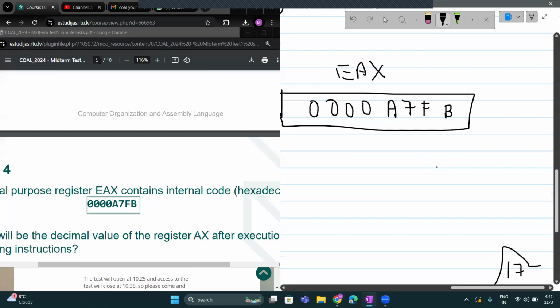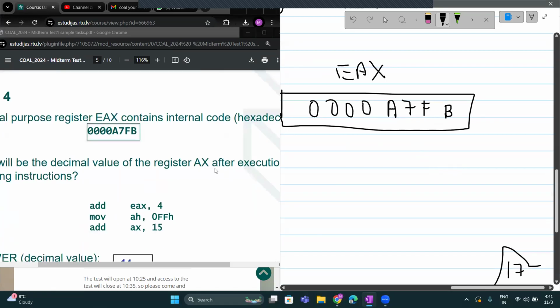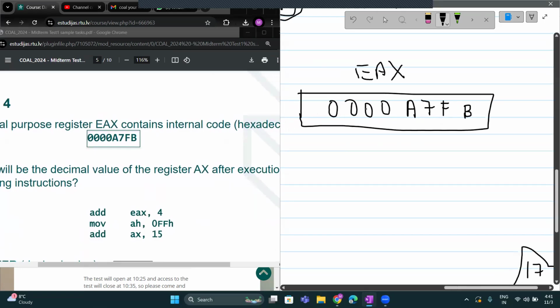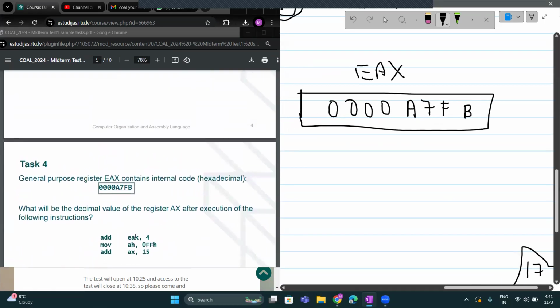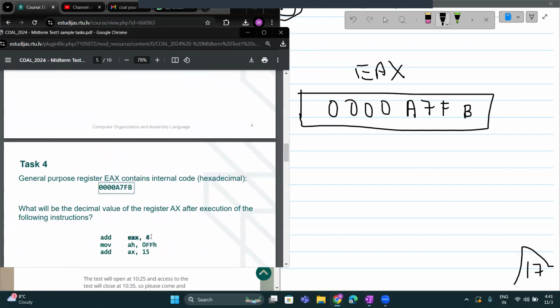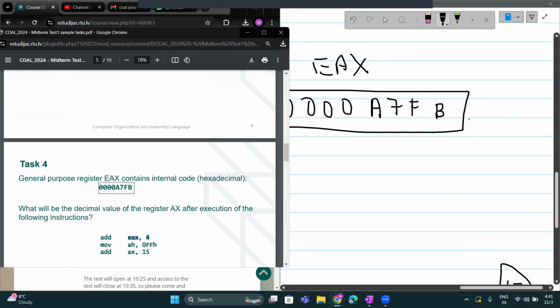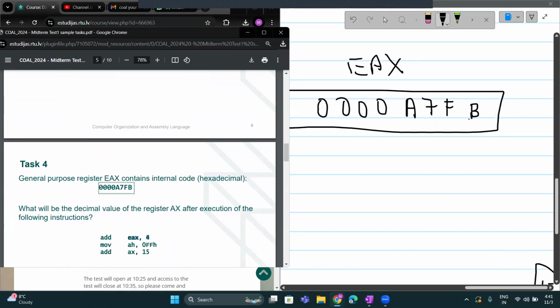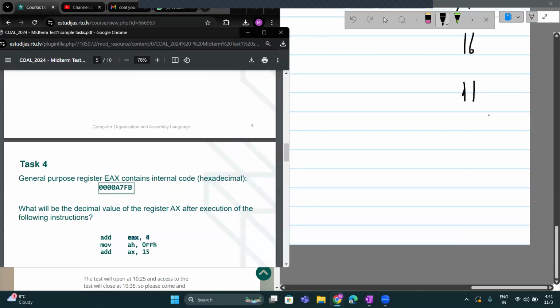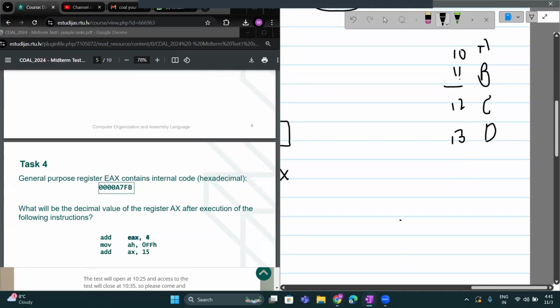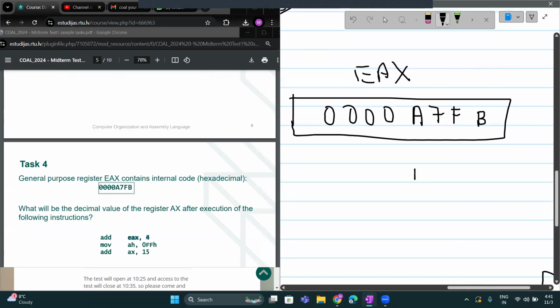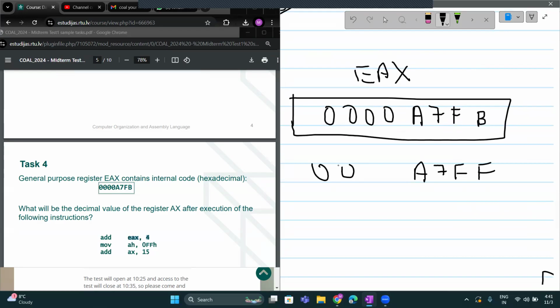That will be a very big value if we try to. So EAX has this. Now what we are doing is we are adding 4 to EAX. So we are adding 4 to this value. Now how do we add 4? So B is basically, it was B. Yeah, B is 11. So it will become 15. So if we add 4 here, it will become A7FF0000.